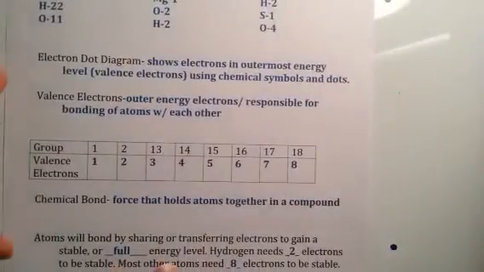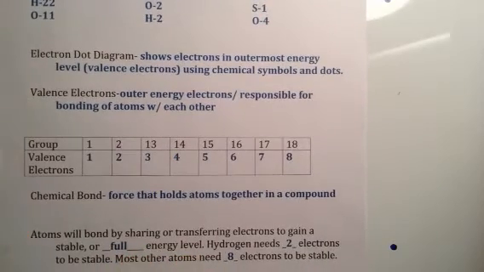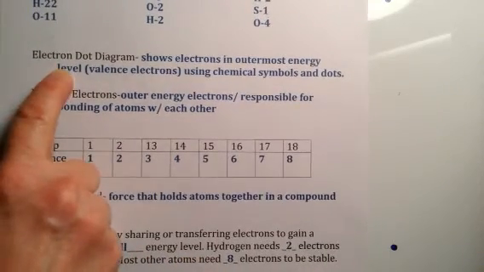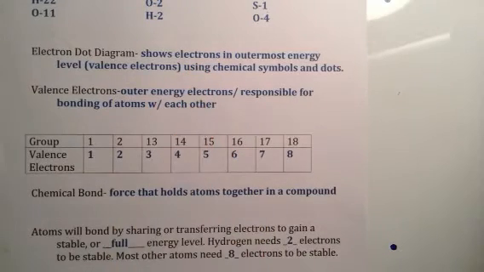We got into the basics for bonding. We reviewed the terms electron dot diagrams, that they show electrons in the outermost energy level, or the valence electrons, using chemical symbols and dots. Where valence electrons are the outer energy electrons, and they are responsible for helping atoms bond with each other.